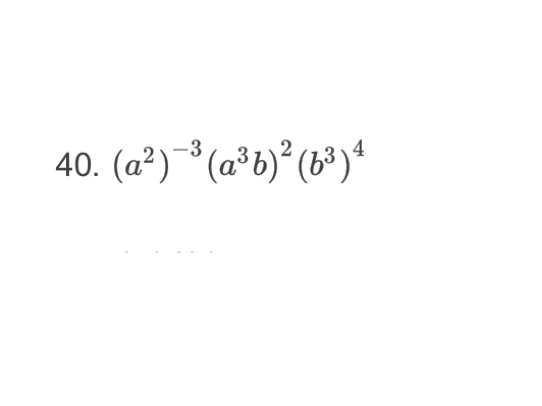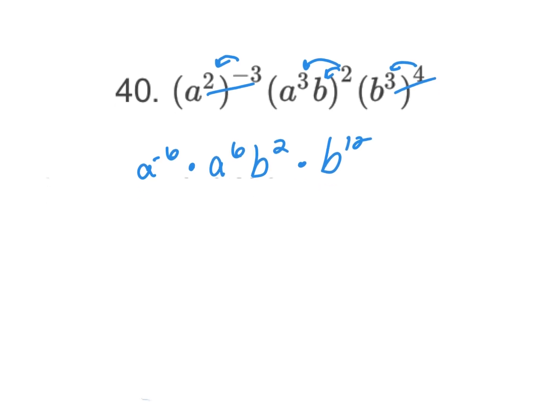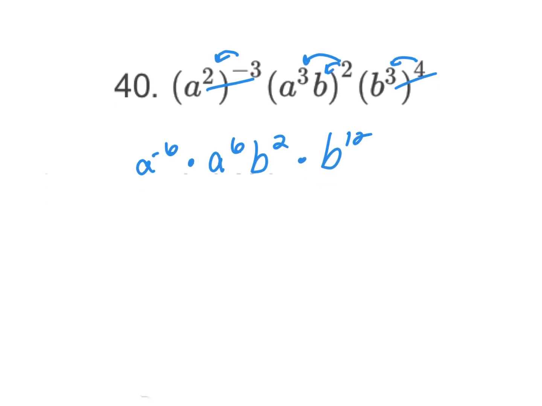So when I look at this first question, number 40, I'm going to distribute my exponents. Remember, we distribute to everything. So when we raise a power to a power, we multiply. So this gives me a to the negative 6 times a to the 6th power, b to the 2nd, times b to the 12th, because of power to a power. Now we are multiplying same bases. If you notice here, we're going to add our exponents. So negative 6 plus 6 is going to give me 0.